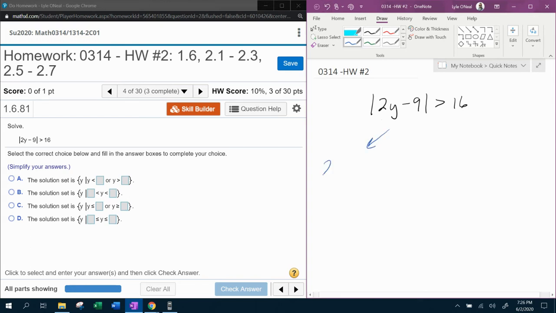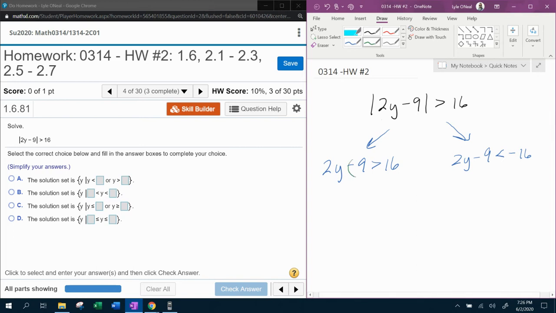And so the first time you split it, you leave it the same. So that's going to be 2y minus 9 greater than 16. And then the second time you split it, you're going to say 2y minus 9, and you change the inequality and the sign. So if it's true, split it in two. The first time you split it, you copy and paste and leave it the same. The second time you split it, you copy and paste, you change the inequality and the sign of the 16. And then we've got two separate problems to work.